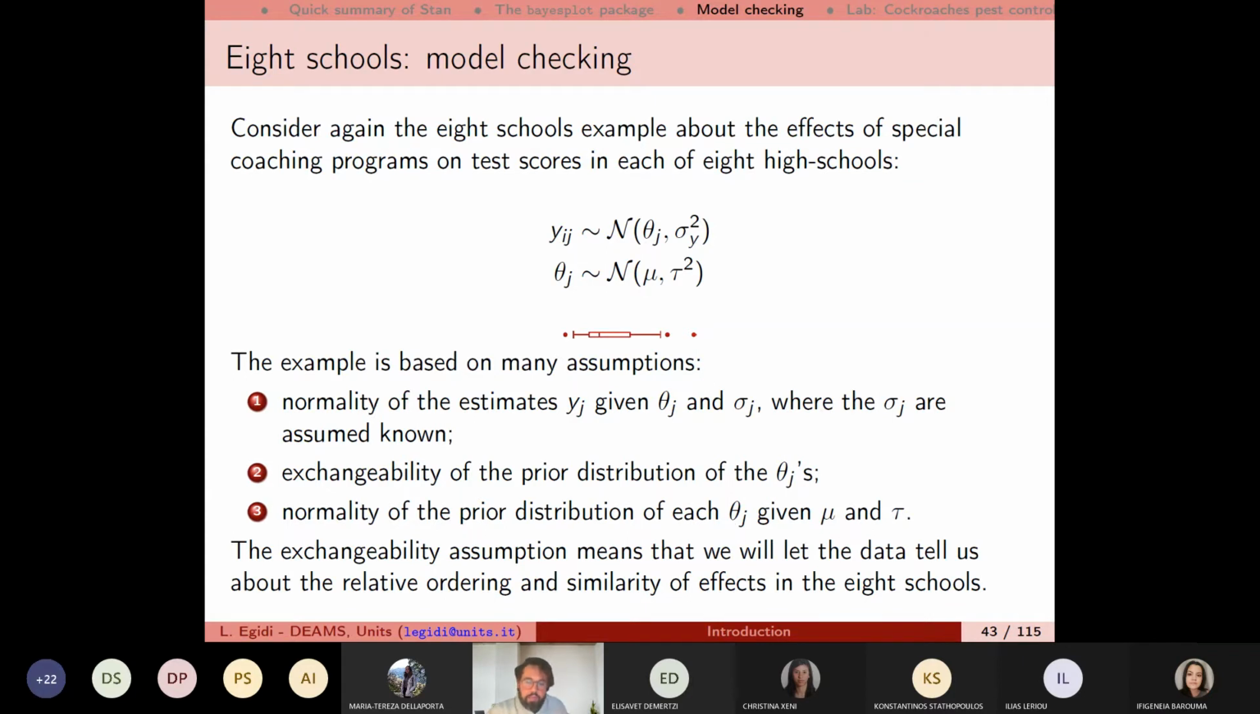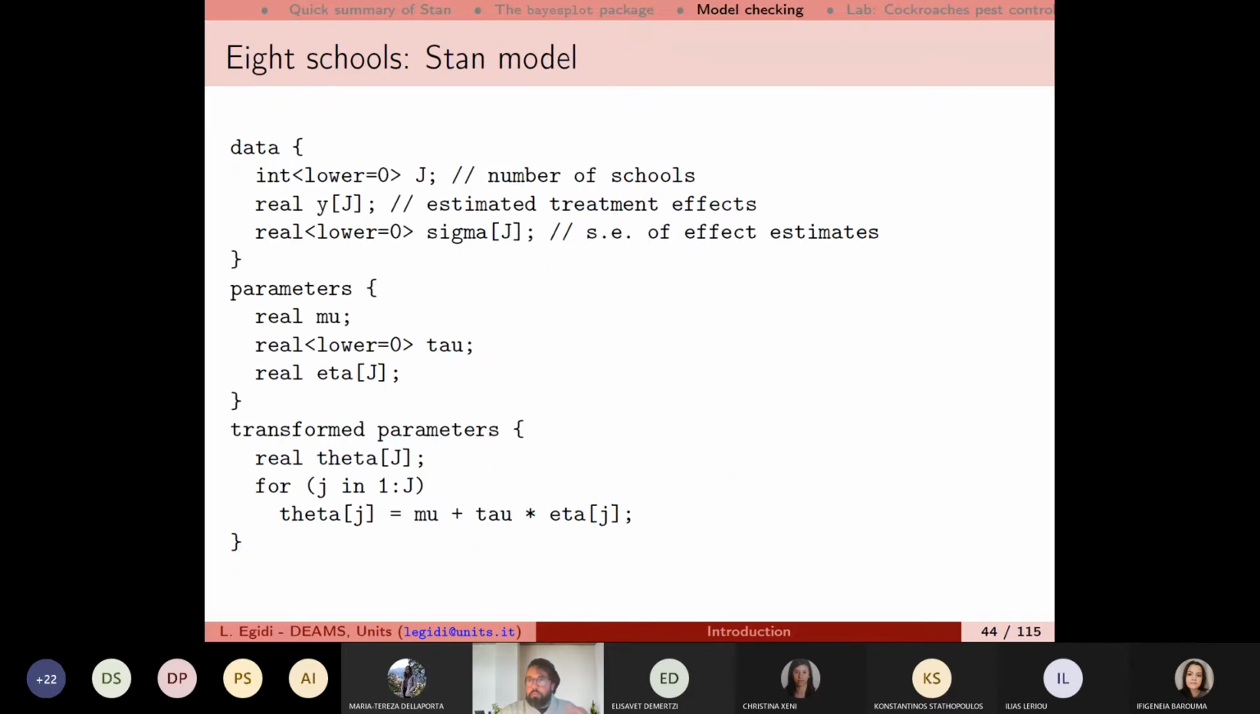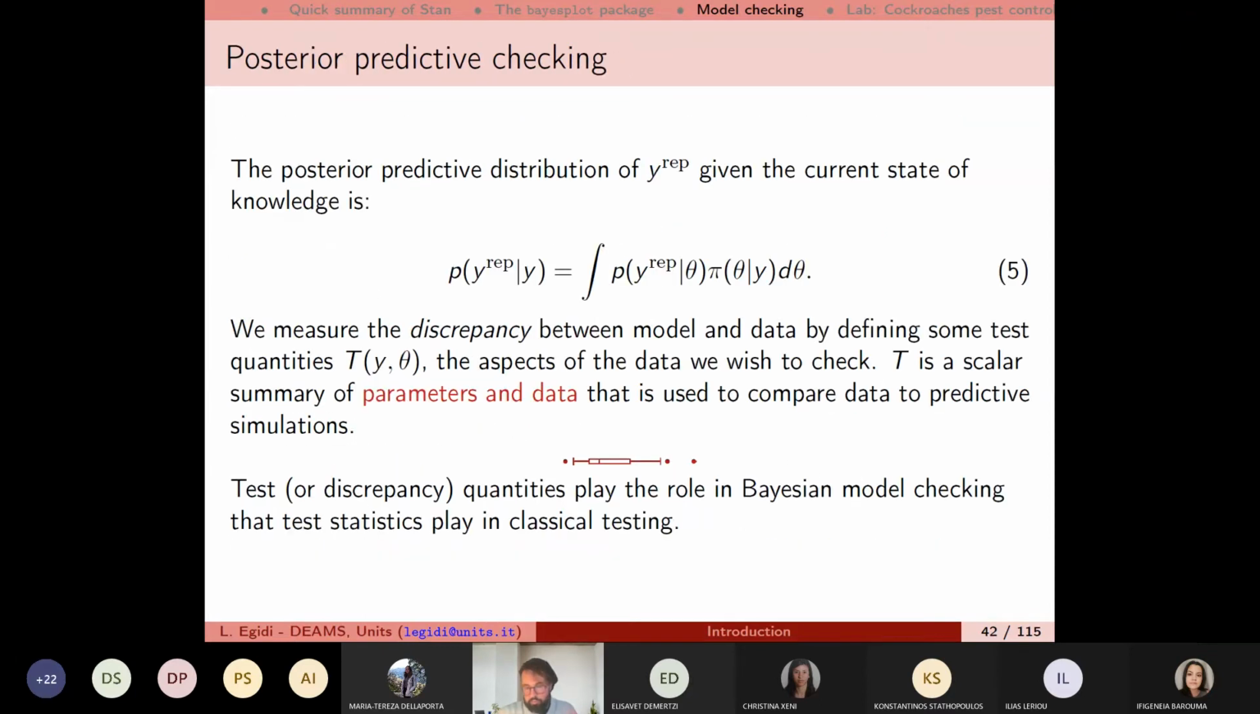And when we want to do some model checking, in some sense, we are possibly criticizing all the aspects of the models that we put together to build and fit the model. So in practice, how can we do model checking in Stan? Nothing so difficult, because all we will do is simply approximate this integral by, let's say, a two-step simulation. What does it mean, two-step simulation? We need to discretize this integral.